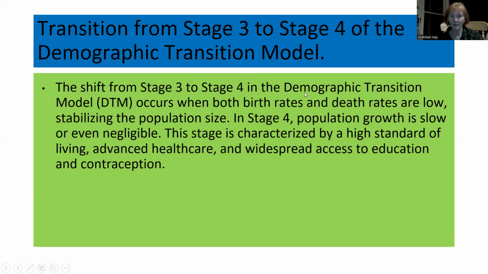Okay, so now stage 3 to stage 4. The shift from stage 3 to stage 4 in the demographic transition model occurs when both birth rates and death rates are low, stabilizing the population size. So in stage 4, the population growth is slow or even negligible. This stage is characterized by a high standard of living, advanced healthcare, and widespread access to education and contraception.